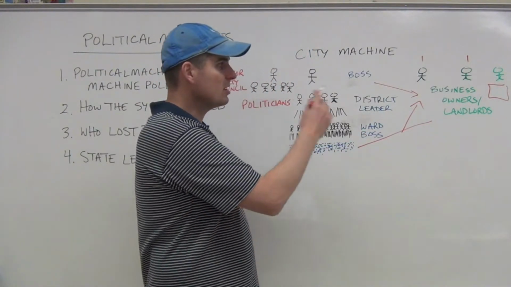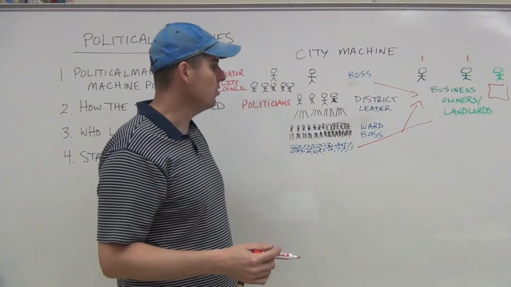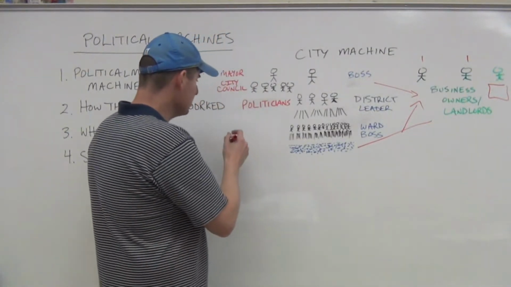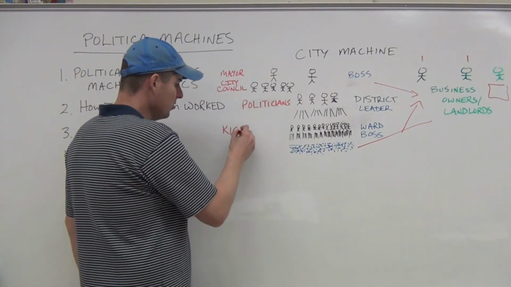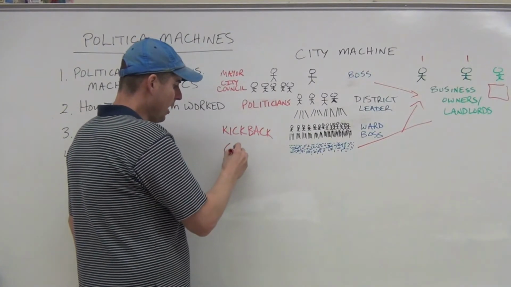Okay, so this seems like this works great, but we still haven't explained how any of the money gets in there. Okay? Well, this is how. We're going to have two kinds of ways. One of these ways is called a kickback. And the other one's just going to be graft.